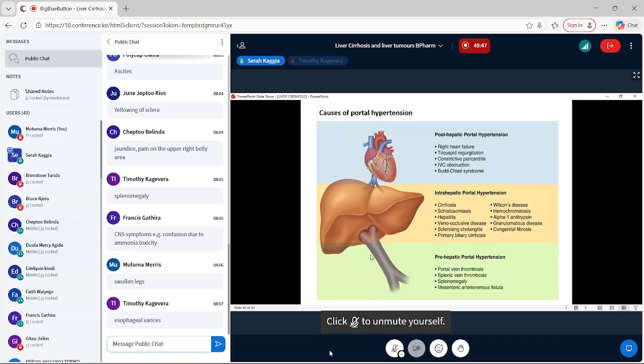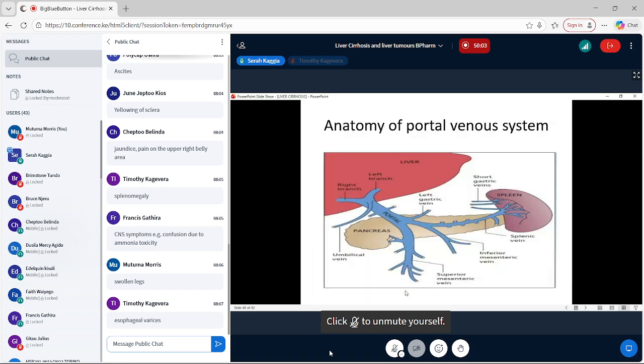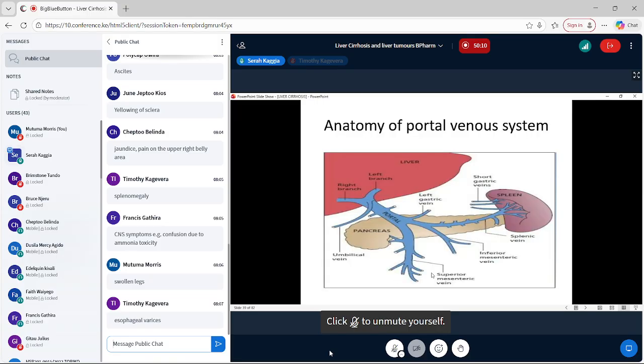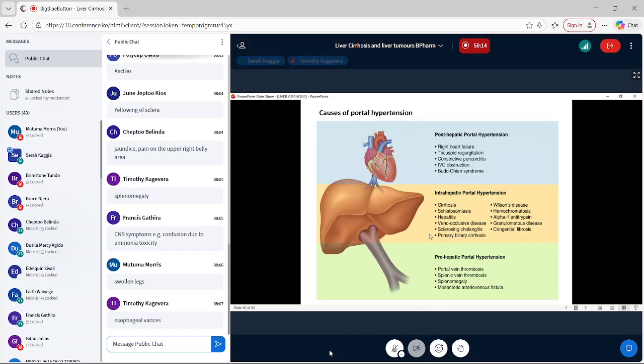So this is the portal vein. It could be things prehepatic, things before it gets here. These are either the portal vein itself getting a thrombus, or the splenic vein, with the spleen itself having splenomegaly, or certain fistulas within the mesentery. A fistula is a connection between one epithelium and another. So this is pre-hepatic, before it gets to the liver.